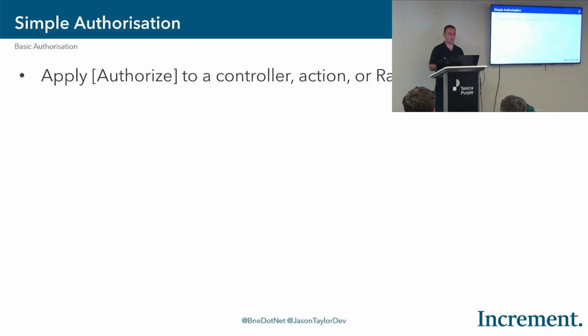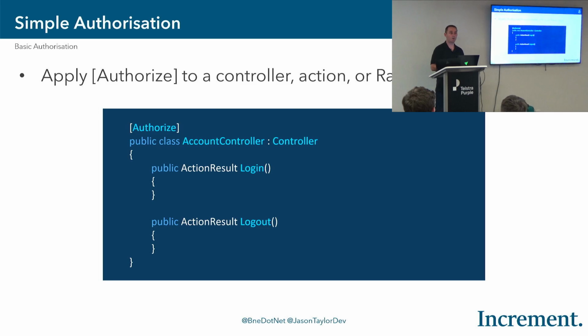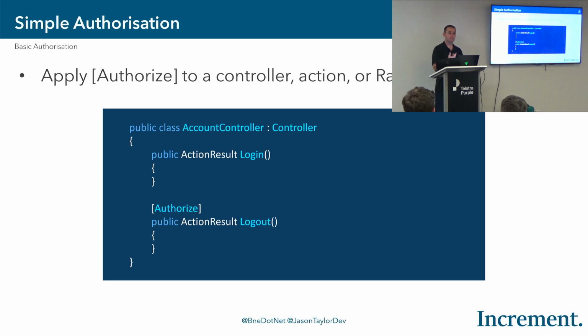So in its simplest form, ASP.NET Core authorization has an authorize attribute, and you can apply that to a controller, action, or razor page. In this example, we have an account controller, and the authorize attribute has been applied to the entire controller. So in actual fact, this is a problem because the user can't log in. In the next example, we fixed that. We've shifted it down to just the logout action. So a user who is anonymous, in this case, can access the login action, and a user who is authenticated, authorized in its simplest form, can then log out.